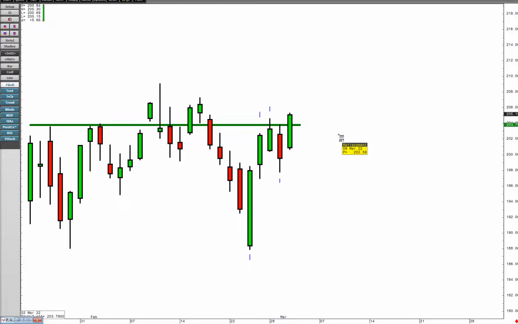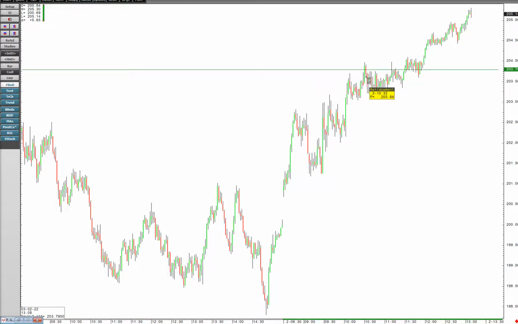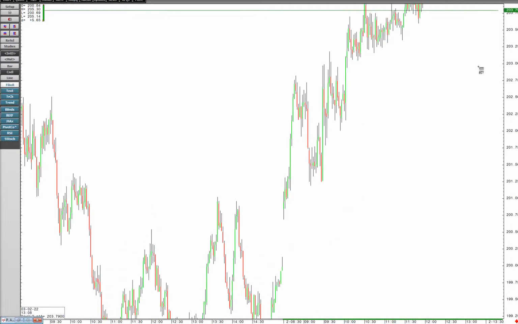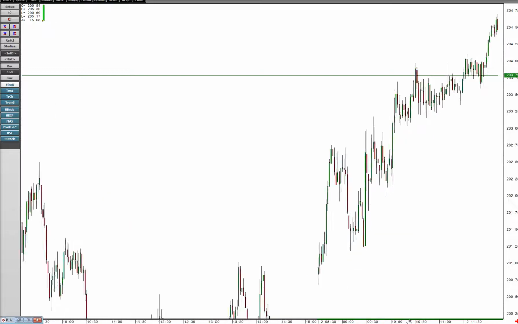So while Powell was speaking earlier, we initially took out that high. And so once we take out the high, we know that the daily trend has changed from down to up, and we're looking for a lower time frame to enter.